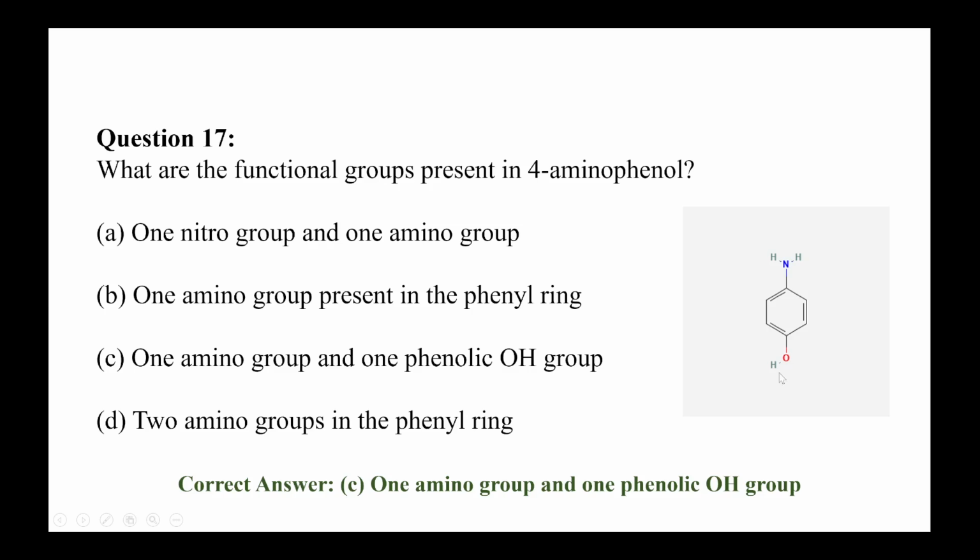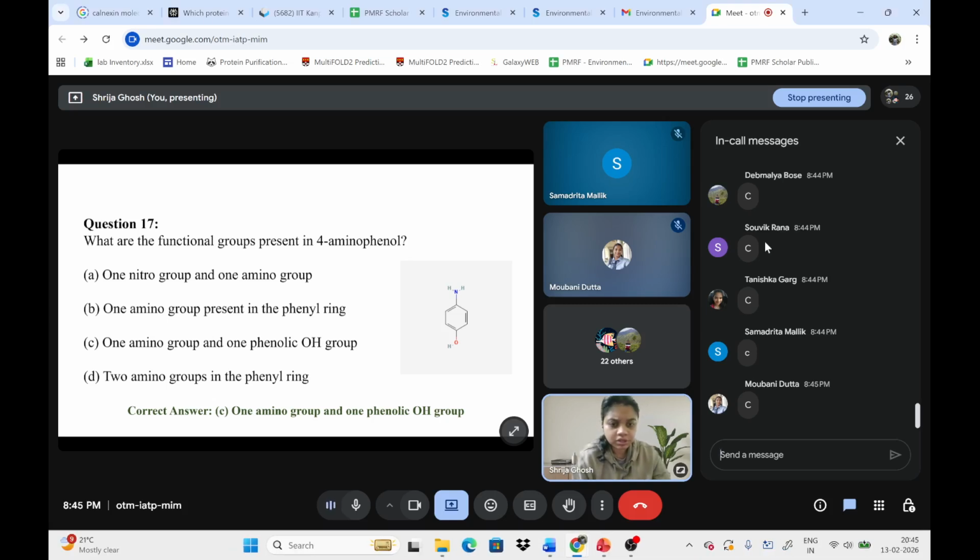So when you add OH to the benzene ring, it becomes phenol. And when you add one amino group at the fourth position, we name it 4-aminophenol. Okay. I hope there's no doubt in this question. If there's still a doubt, let me know.